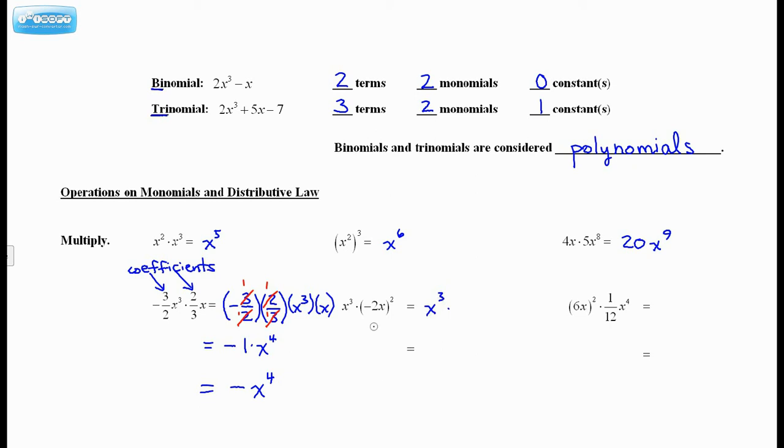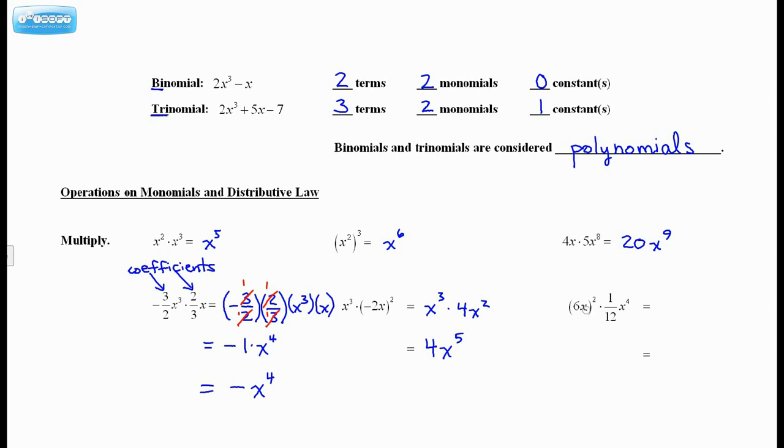But remember, negative 2 all squared, that's just negative 2 times negative 2, which is positive 4. And then I square the x. That just becomes x squared. Now that the brackets are gone, now I can complete the multiplication. So there's an invisible 1 here, so I just get 4. And I add the exponents, so this is 4x to the 5th. Not too difficult. All right, next one.